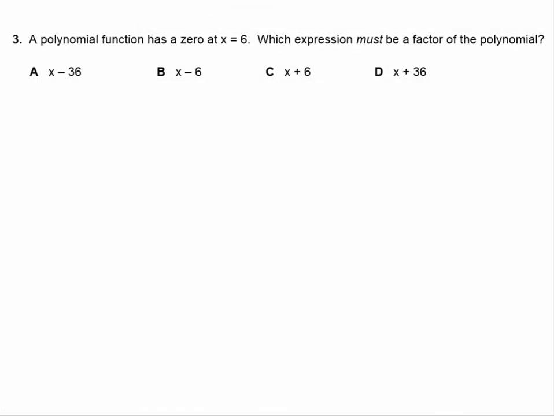Example 3. A polynomial function has a 0 at x equals 6. Which expression must be a factor of that polynomial? Well, we've got x equals 6, and that, of course, would correspond to a factor of x minus 6. So that's not too bad. That's option B.